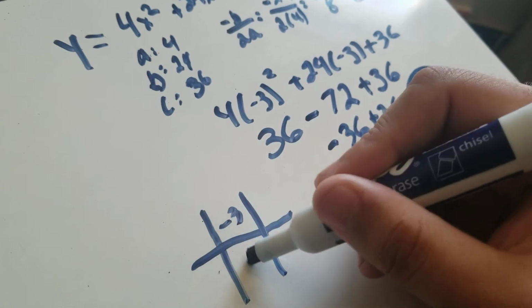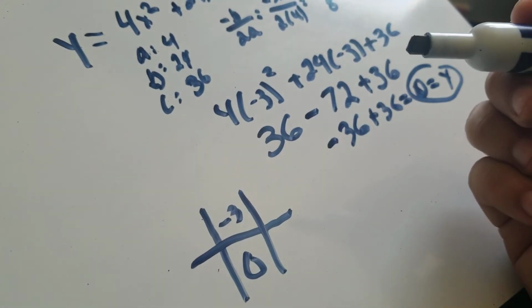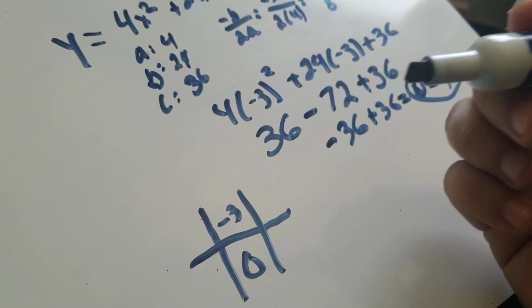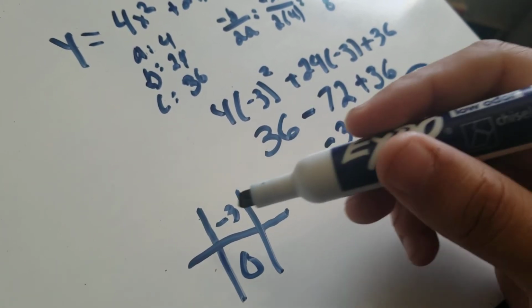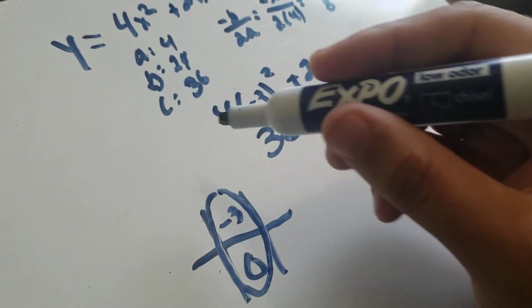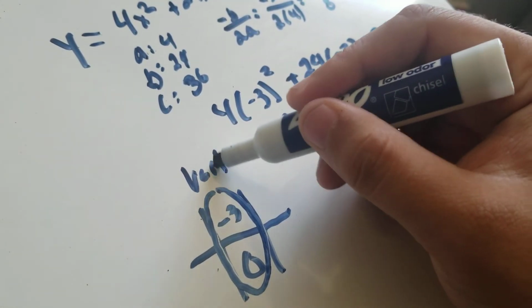So this is negative 3 and this is 0. Remember, where's my solution supposed to be? Oh, my solution is where y equals 0. So I look at this and I say, wait a second. The y equals 0 is at the vertex.